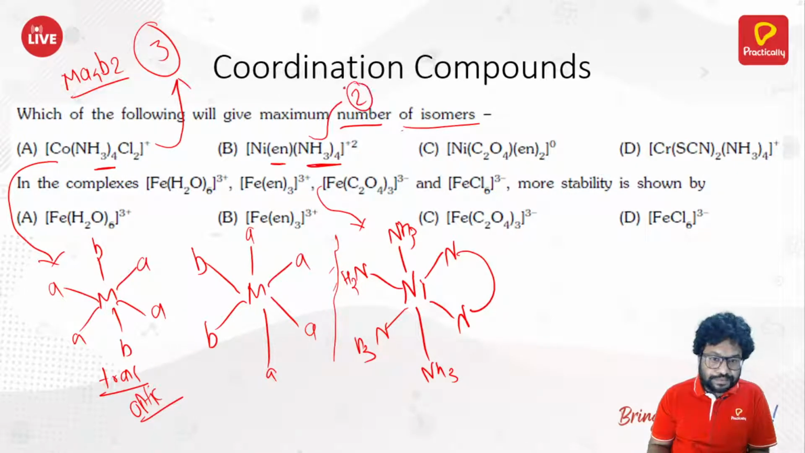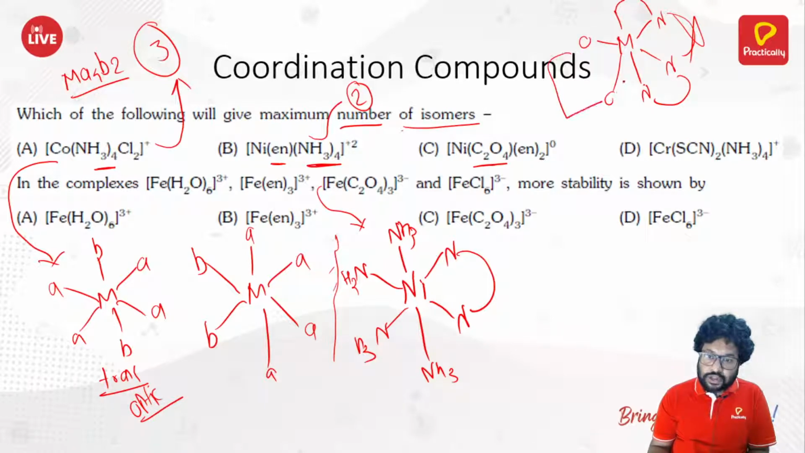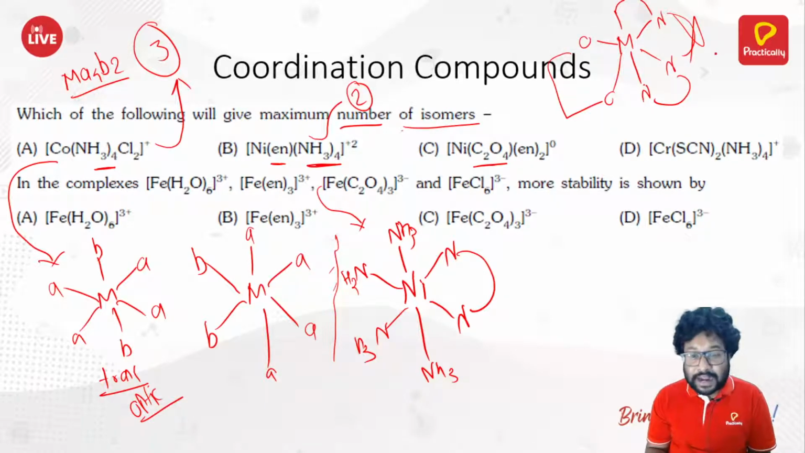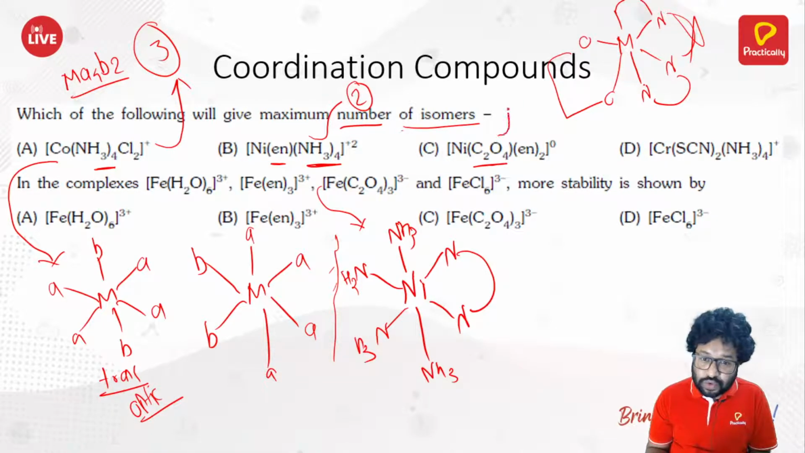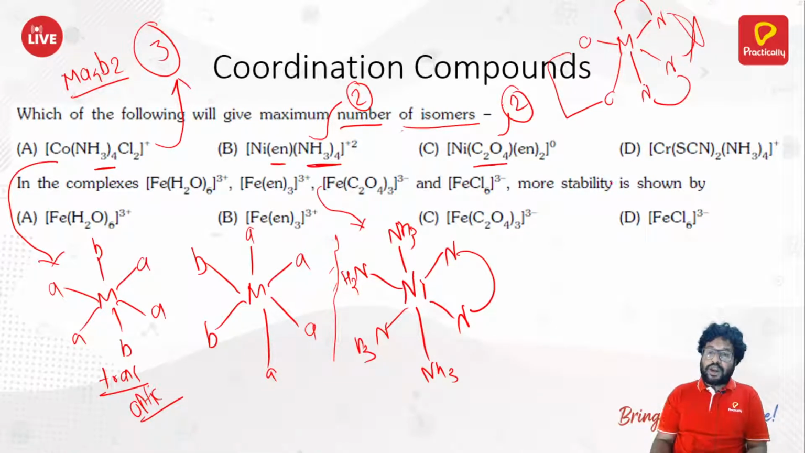Next, this one, NiC2O4. If I draw it, it will be like this: N, M, N, N. Then you have another N, sorry, N like this. Then you have an oxalate O. And then you will have optical isomerism of it. So it can show two optical isomers overall.